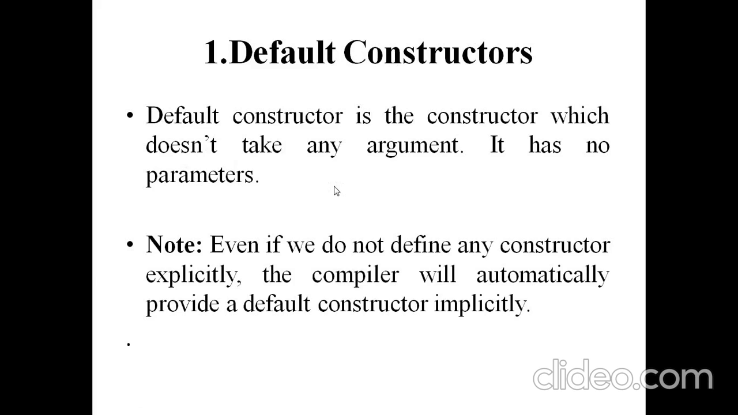One by one I will explain the types of constructors. What is the first constructor? Default constructor. It is the constructor which doesn't take any argument. It has no parameters. But the important note regarding this type of constructor is, if you don't define any constructor explicitly, the compiler will automatically provide a default constructor implicitly.